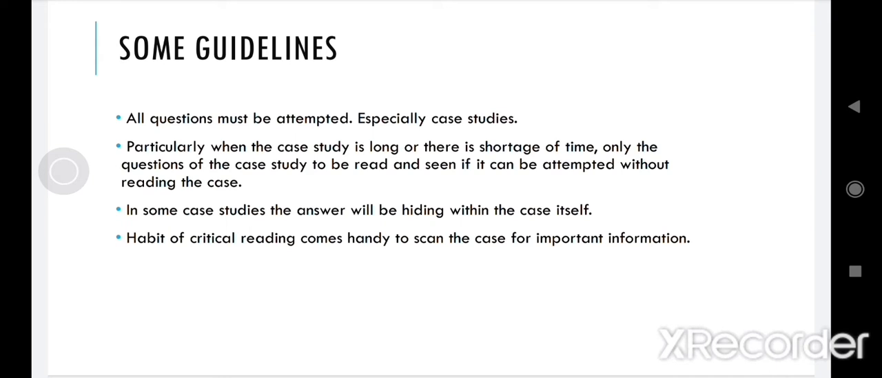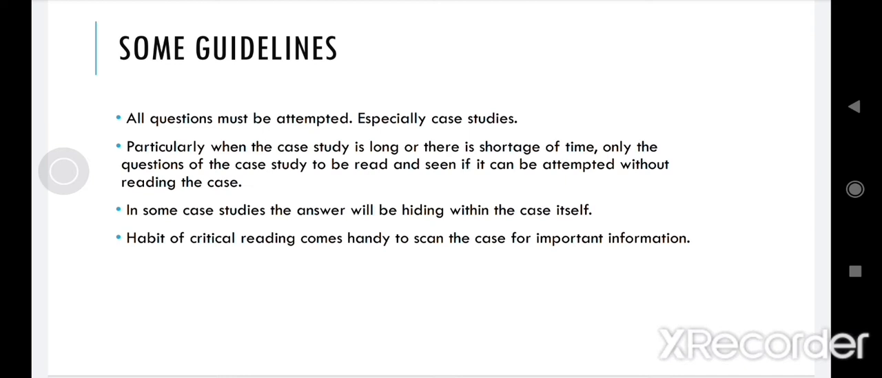So when the case study is long, or when you do not have much time, you can simply skip the case and read the questions, and see if just by reading the questions you are able to answer. At the time when you do not have time, you should not be wasting your time by reading that whole case. But you guys do not have that problem actually. The cases that we have in our paper are not much long.